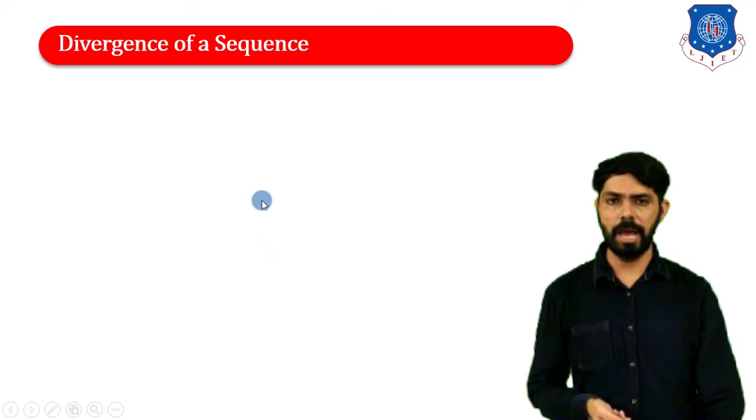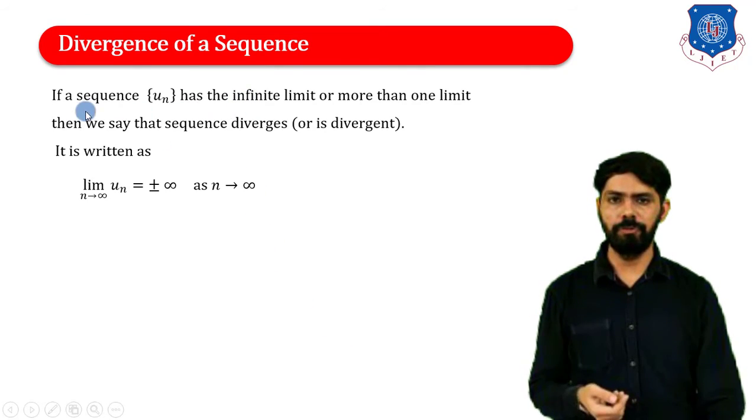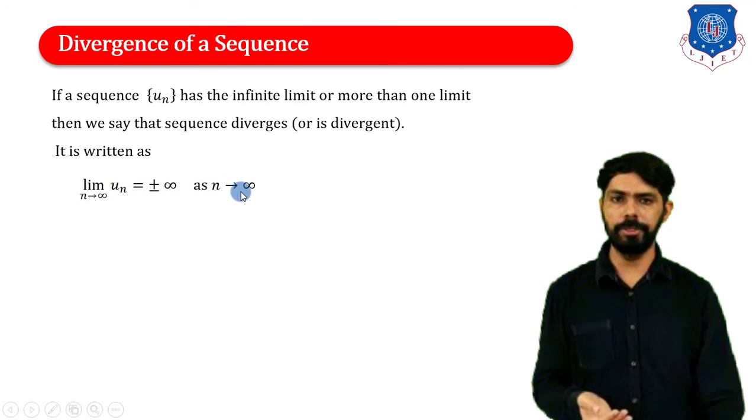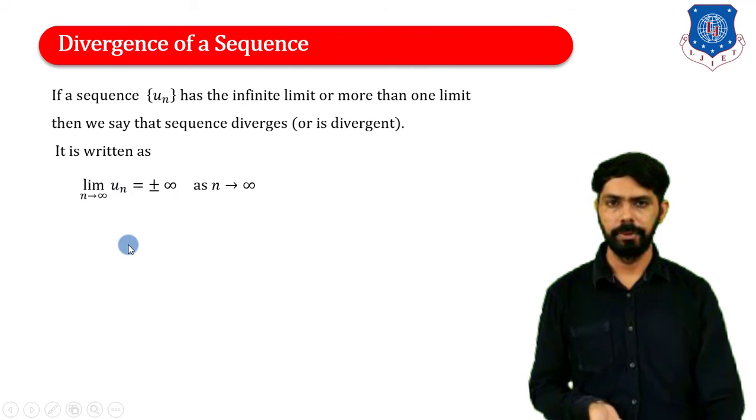Now we will discuss divergence of a sequence. So if a sequence un has an infinite limit or more than one limit, then we can say that the sequence diverges or it is divergent. And it is written as limit n tends to infinity un is equal to plus or minus infinity as n tends to infinity. So if limit n tends to infinity un is equal to plus or minus infinity, then we can say that sequence un is divergent.